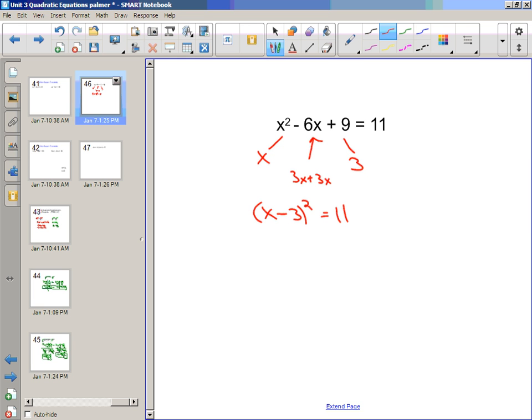So you're going to have some problems where you may have to look at it and recognize that it's a perfect square trinomial, and write it as a perfect square. If you can do that, then you can take the square root of each side.